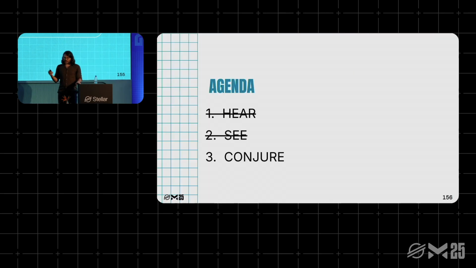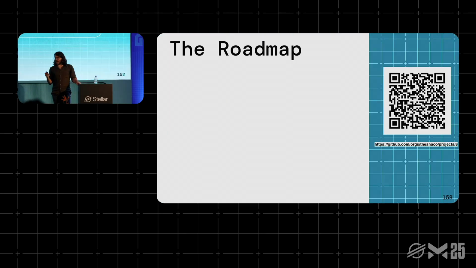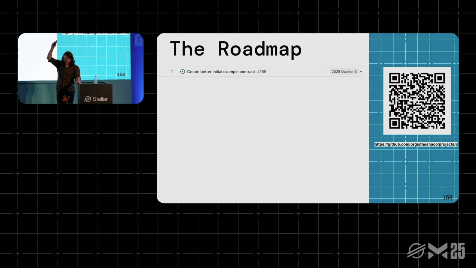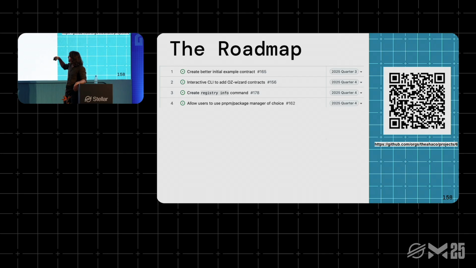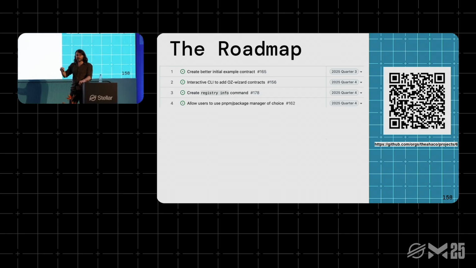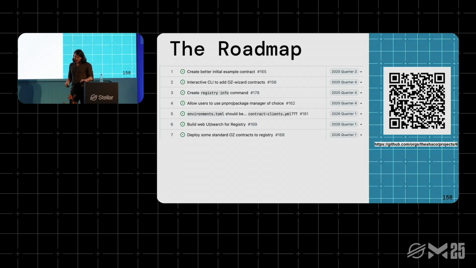We saw, let's conjure. I've got like 20 seconds. So this is our roadmap. Scan it and find out. For Q3, we're going to finish the guess the number. Q4, the biggest thing, I think probably the thing you're most excited about, is you can use PNPM instead of NPM. That's for you, Tyler. Q1 is where things start to get exciting. That's the environments.toml evolution. Please tell us your thoughts.